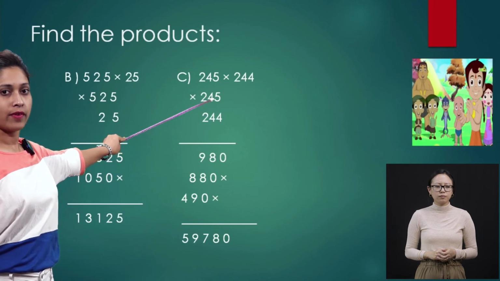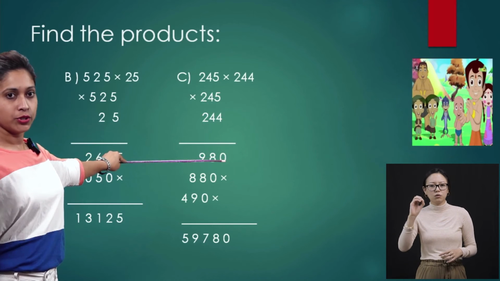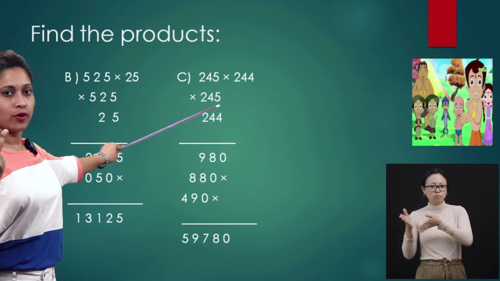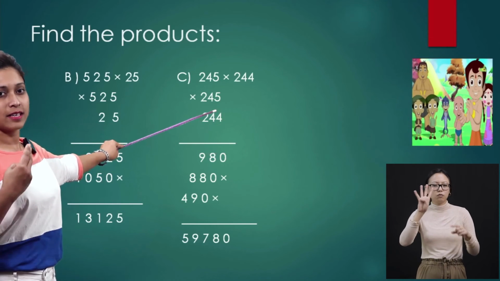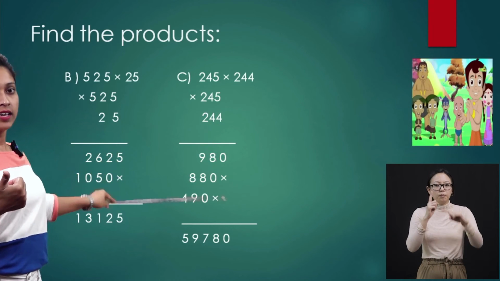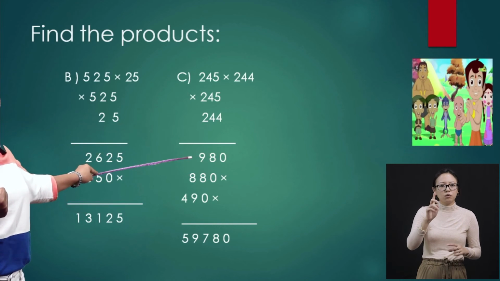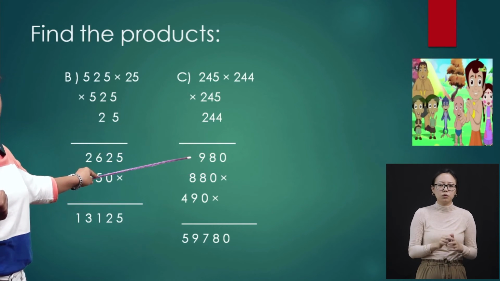Let's see. 4 5s are 20. 0, carry 2 you have along with you, right? 4 4s are 16. 16 plus 2, it will be 18. So 18, 8, carry 1 along with you. Now 4 2s are 8, and 8 plus 1, it will be 9, right?